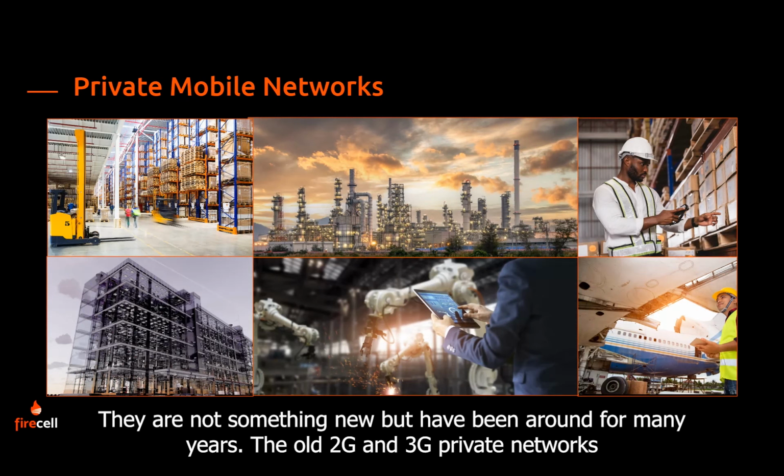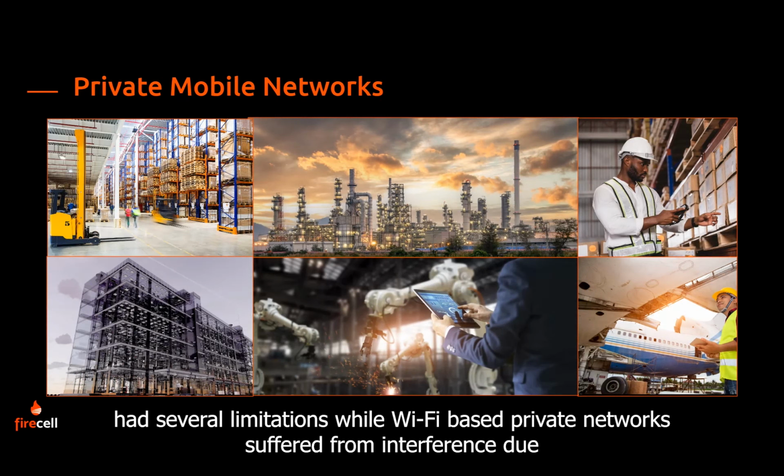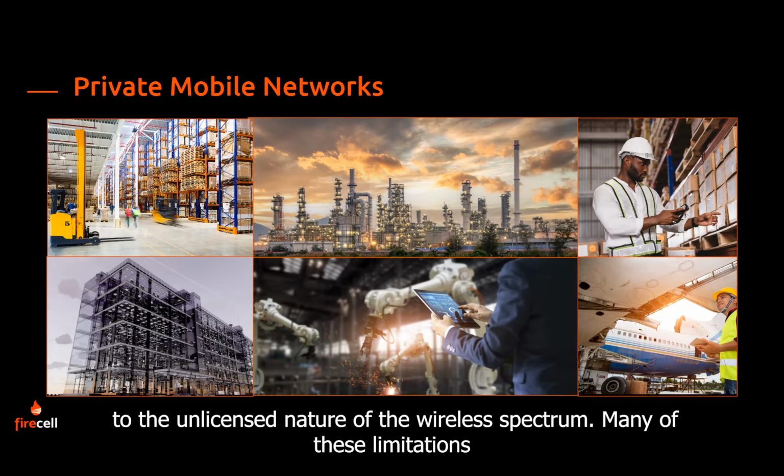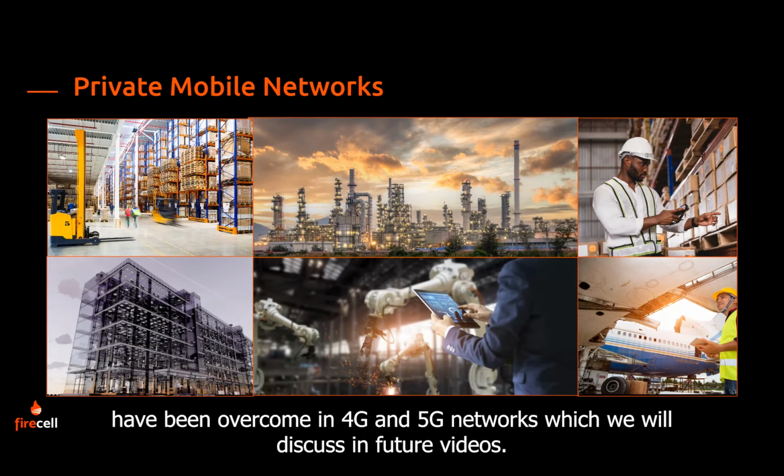The old 2G and 3G private networks had several limitations, while Wi-Fi-based private networks suffered from interference due to the unlicensed nature of the wireless spectrum. Many of these limitations have been overcome in 4G and 5G networks, which we will discuss in future videos.